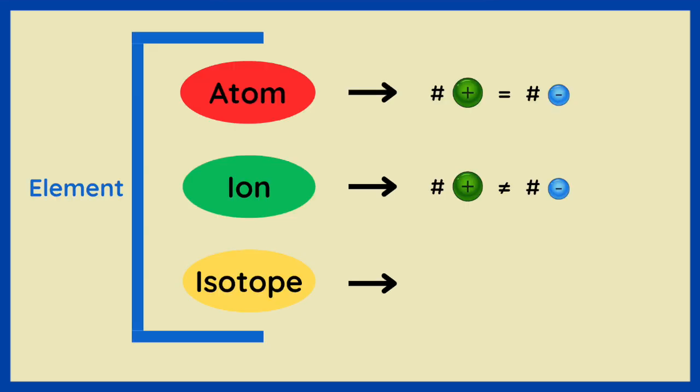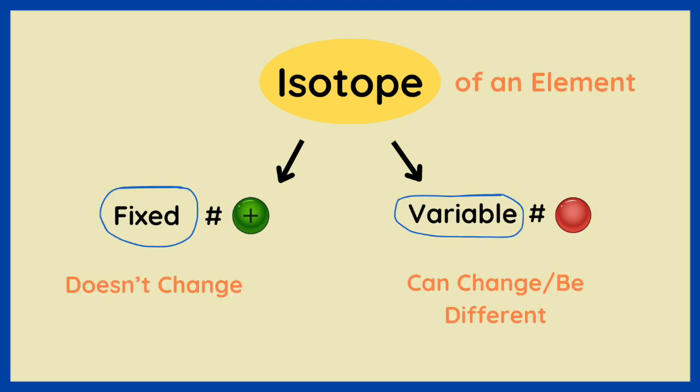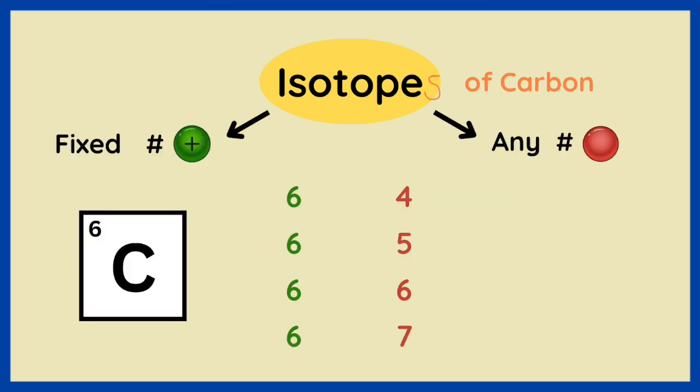The thing that's really interesting about this is that an isotope is simply a version of an element where the number of protons is fixed, that's what makes it the element, but the number of neutrons can vary. The word fixed means that it doesn't change. And for each element, we only have a single specific number of protons, and variable neutrons, as in it can change or be different. So as an example, let's look at some isotopes of carbon.